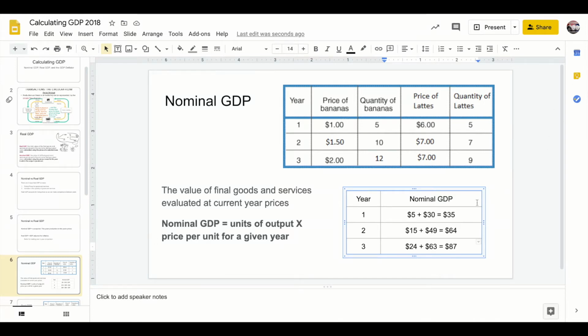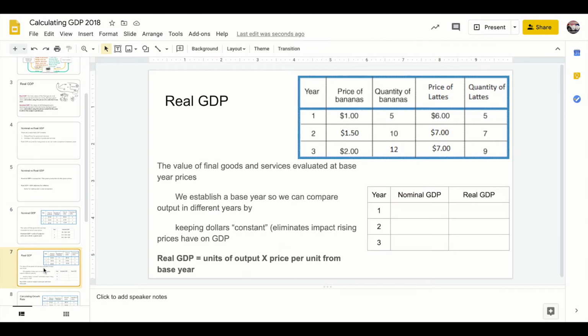So nominal GDP rose from year to year. It was $35 in year one, $64 in year two, and $87 in year three. Only problem is prices, if you didn't notice, prices changed each year. A latte cost $6 in year one, but by year three, it was $7. Banana cost $1 in year one. By year three, it was $2. And so just this increase in nominal GDP doesn't really tell us the whole story. It doesn't tell us how much prices changed within those years.